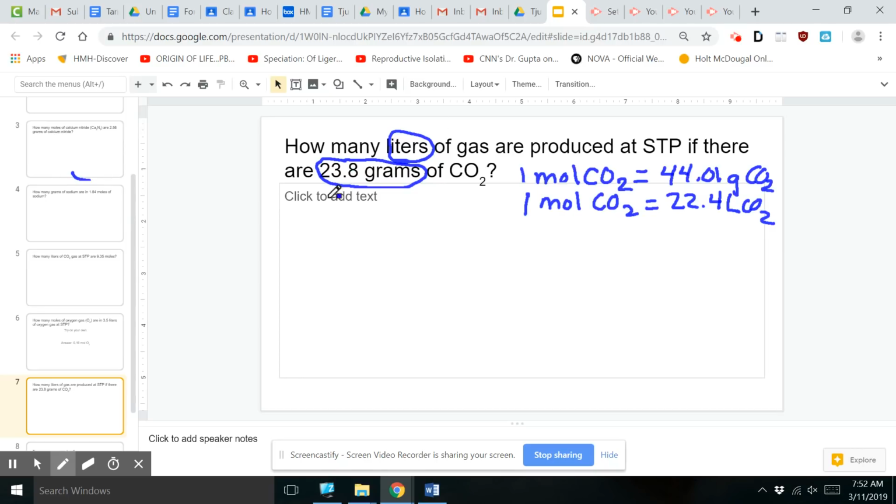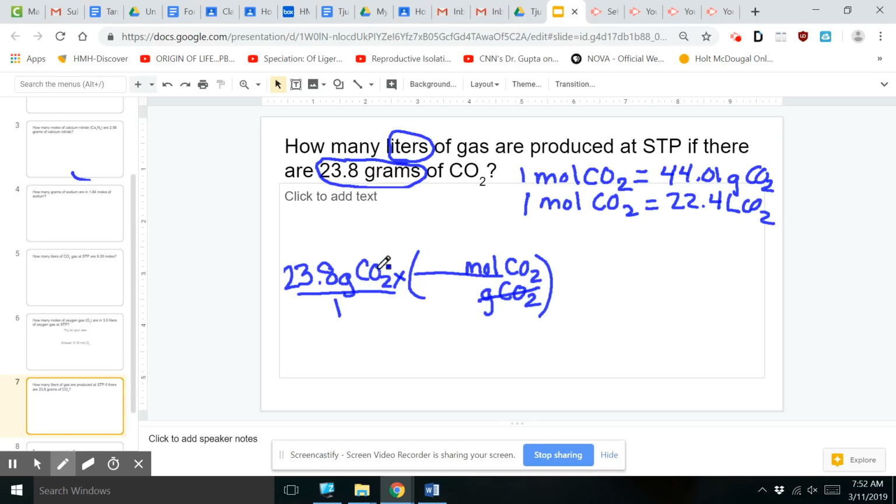Okay, 23.8. We're going to start out with our 23.8 grams of CO2. We're going to try to cancel out that. Again, if it makes you feel better, put it over 1 grams of CO2. We're going to put only units in first. Looking at our conversions, when we have grams, the only thing we can go to is moles. So we're going to put moles of CO2 on the top. Since the question is not looking for moles and it's looking for liters, it's telling us we are not done. So we're going to do one more step.